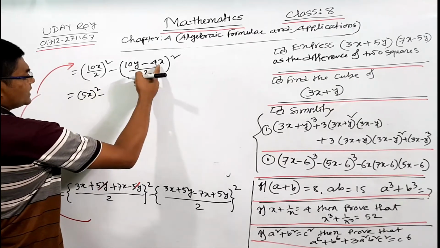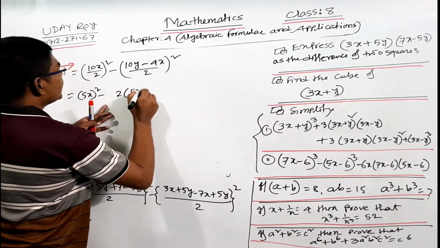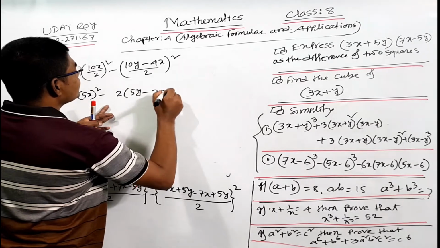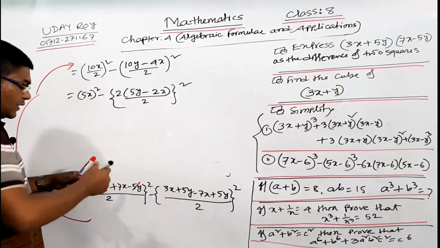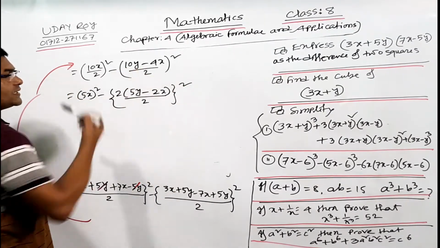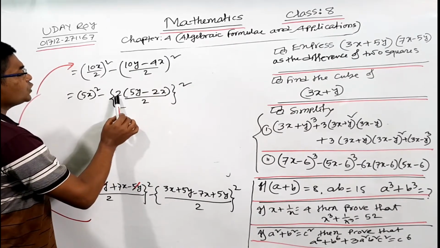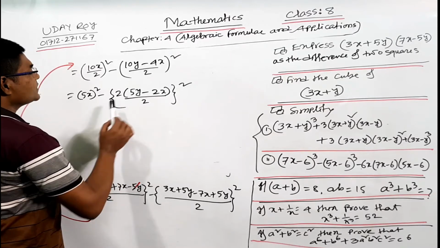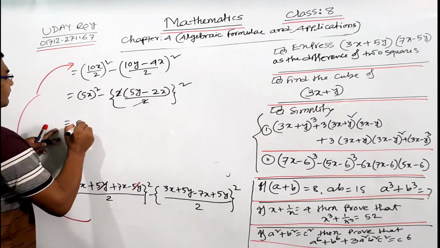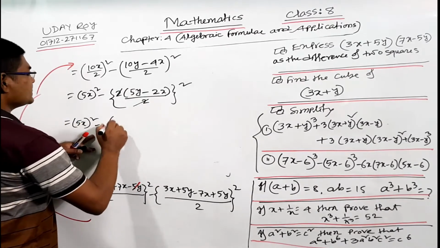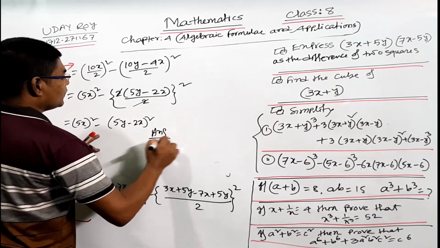Here is 10y, here is 4y, both are even numbers, so we can take common 2, we get (5y minus 2x) divided by 2 whole square. Because here 4 is even, 10 is also even. Taken common 2, 5y minus 2x. So we can cut 2 and 2. We get (5x) whole square minus (5y minus 2x) whole square.